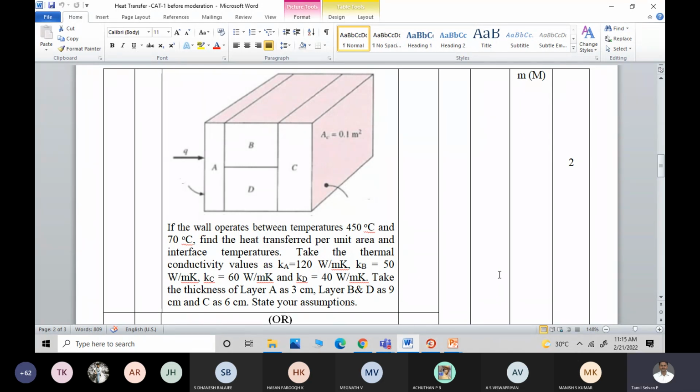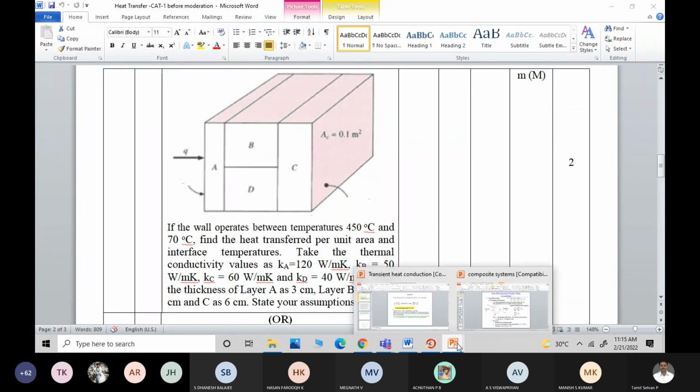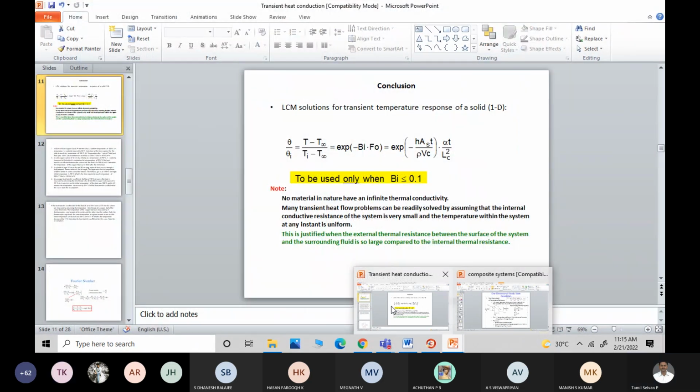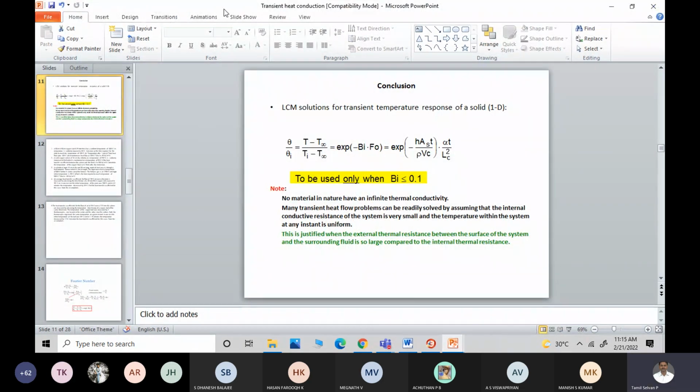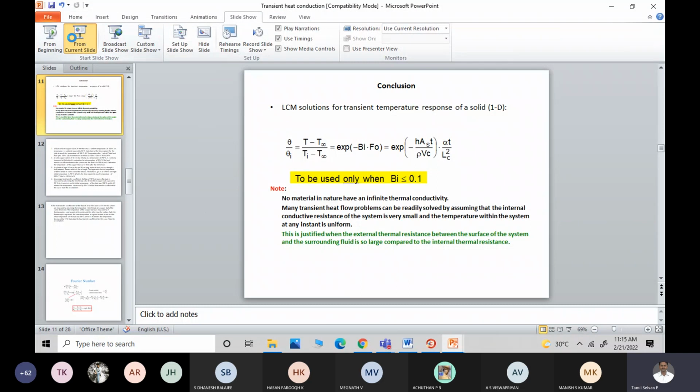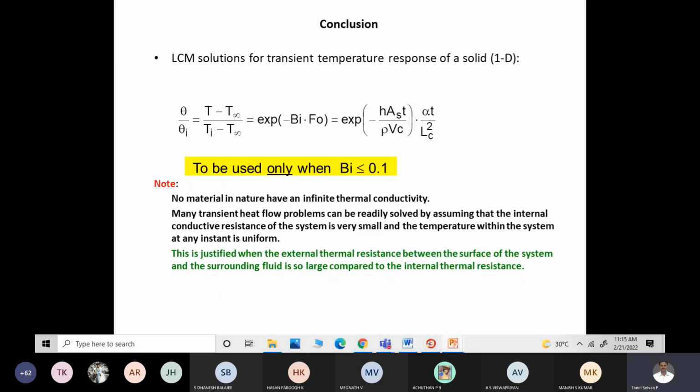Shall I move on to the next one? Semi-infinite solid. Shall I start? Yes, sir. Okay, fine. So what about the dimensionless numbers now? Can anyone of you define the significance of the Biot number? What is the significance of the Fourier number?